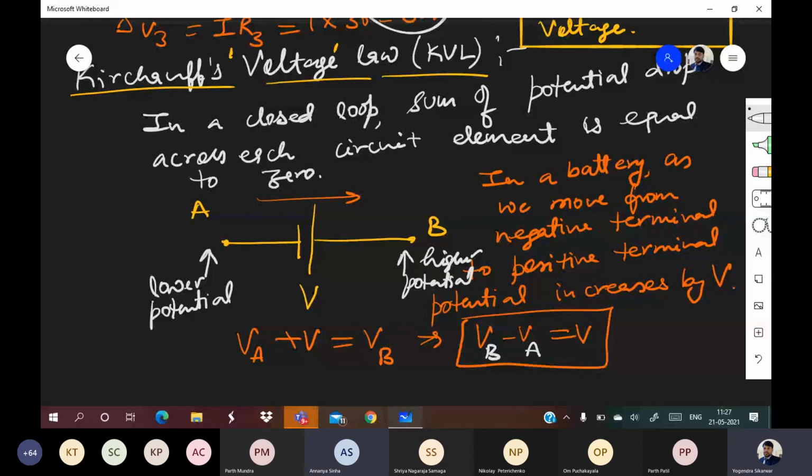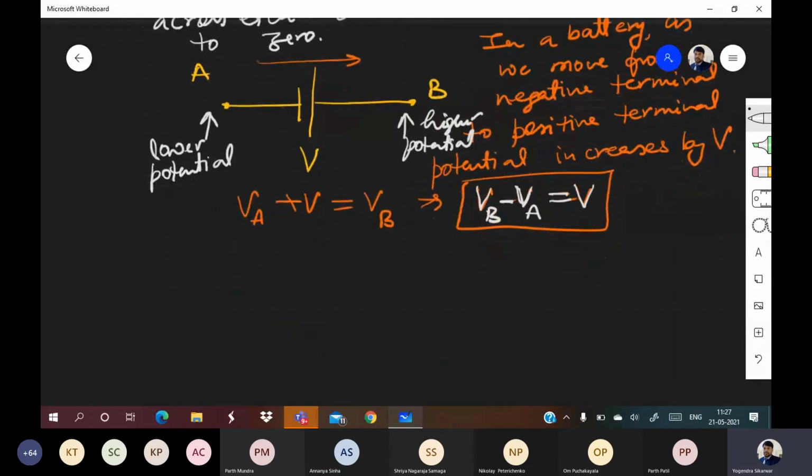So how is VA plus V equal to VB? That's how a battery works. That is the property of a battery. It operates like this. If this facility is not given by the battery, then it is not fulfilling its purpose. All right, so this is for the battery.